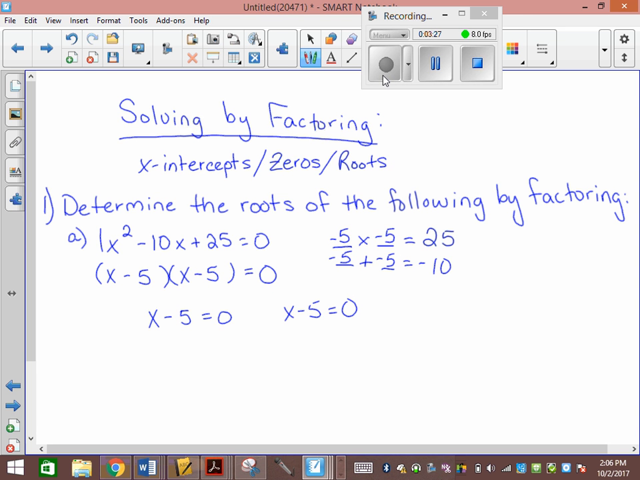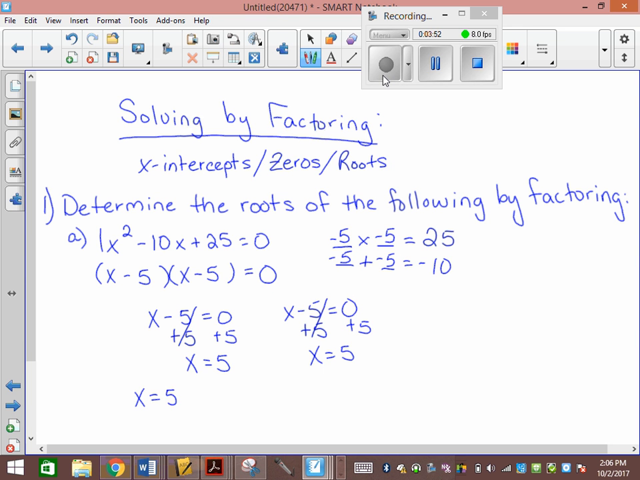When we solve them out, are we going to have a different number? You could, but not for this one. This one we're going to get the same thing. You're right. So I have to solve for x. So I'm going to add 5, and I get x equals 5. And then I'm going to add 5, and I get x equals 5. Do I have to state it twice? No. Your solution is just x equals 5.